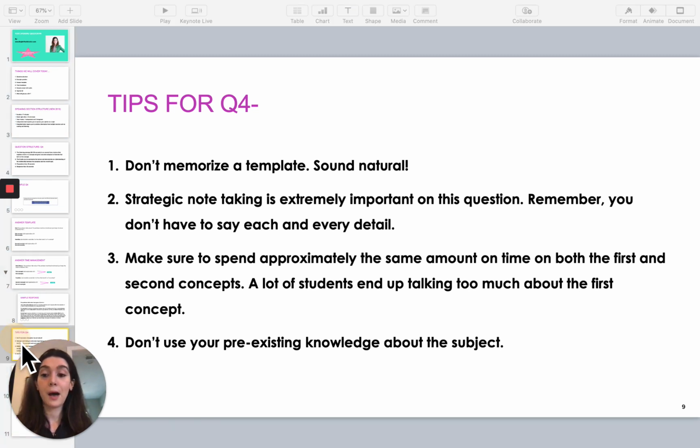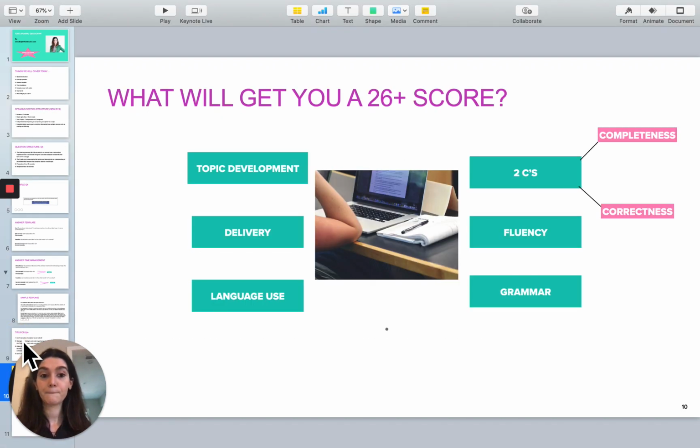Now we're going to talk about what will get you a 26 plus. Okay, so in order for you to understand what will get you a 26 plus, you need to really understand that this is a score that a native English speaker would get if they were to take the TOEFL exam. So don't feel too bad if you're really stuck at this score, this is a very high level score that you're targeting. There are 3 categories that they are grading you on. First is topic development, second is delivery, and third is language use.